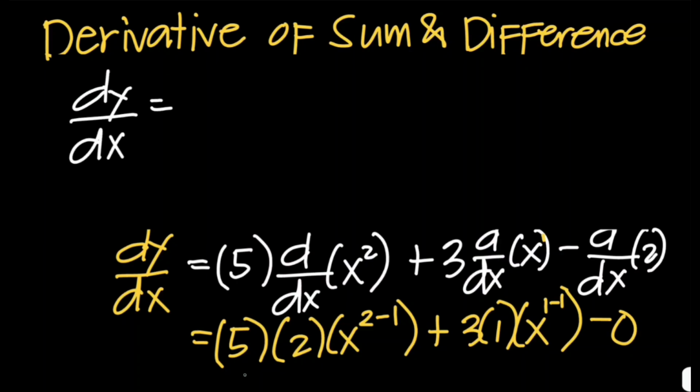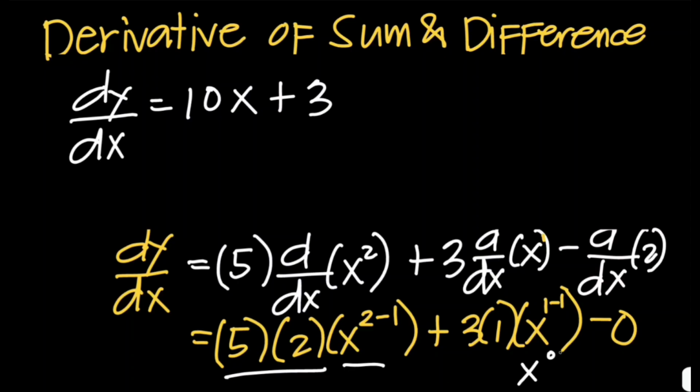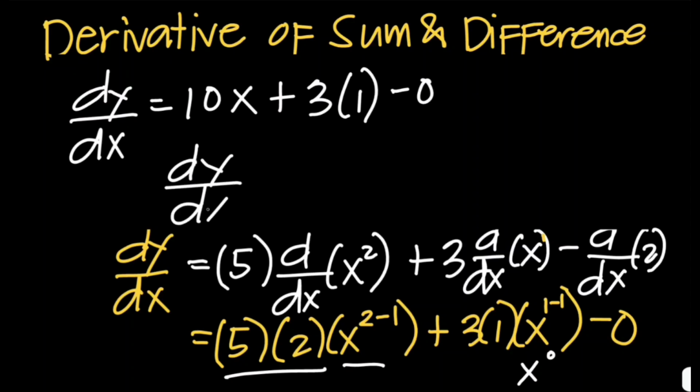And then we further simplify that. The derivative of y with respect to x is equal to 5 times 2, which is 10, then x to the power of 2 minus 1 is just x to the 1, or simply x, plus 3 times 1 times x to the 1 minus 1, which is x to the 0. Any number or variable raised to the power of 0 is equal to 1, then minus 0. Therefore, the derivative of that function with respect to x is just equal to 10x plus 3.